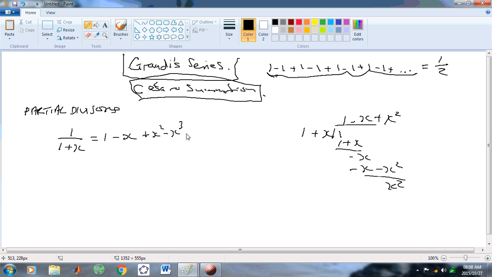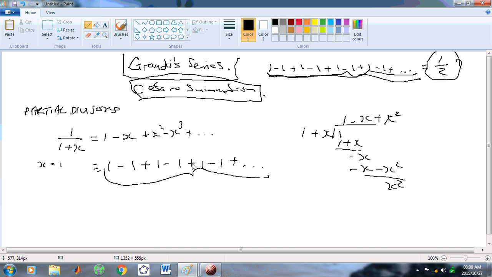Very good. So we can see now that to get a half, all we need to do is set x equal to 1 here. And so we'll have 1 minus 1 plus 1 minus 1 plus 1 minus 1 plus dot dot dot. And that looks remarkably similar, in fact exactly the same as that. However, this here is not equal to 1 over 1 plus x. That's right. It is approximately equal to 1 over 1 plus x. Okay, it is approximately equal.